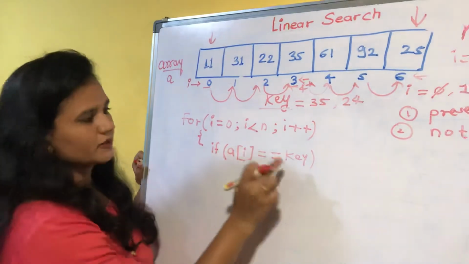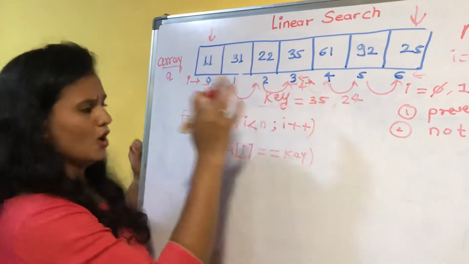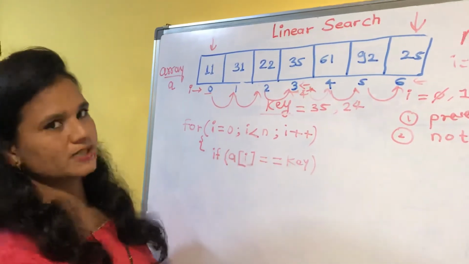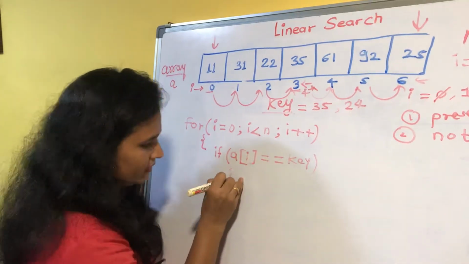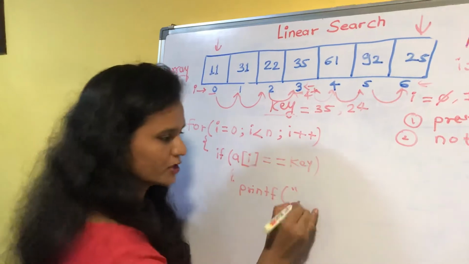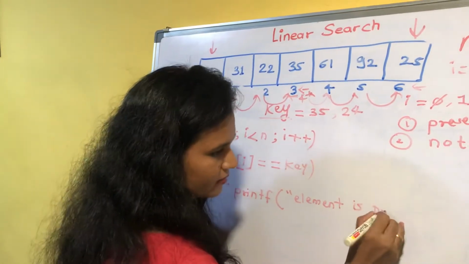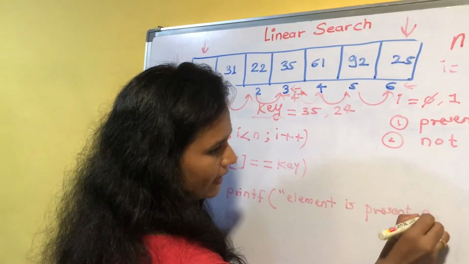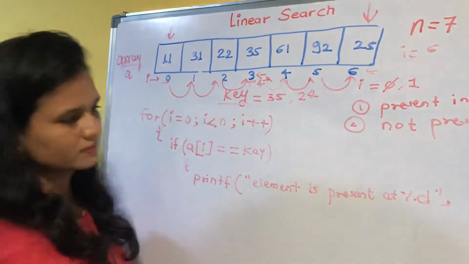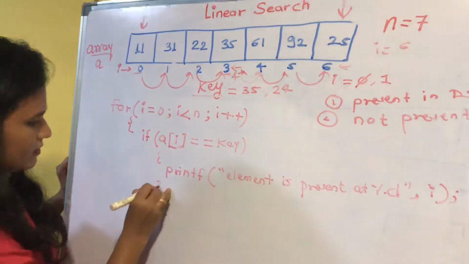Okay. If that condition is true, means that element is present in the given data structure, what should the code do? It should print that the element is present in the given data structure. So we will write here printf, in double quotation marks, "element is present at %d", comma, at index i. Complete.